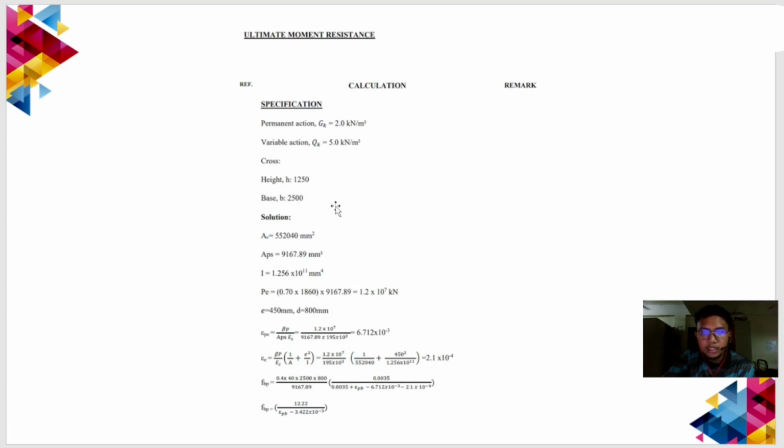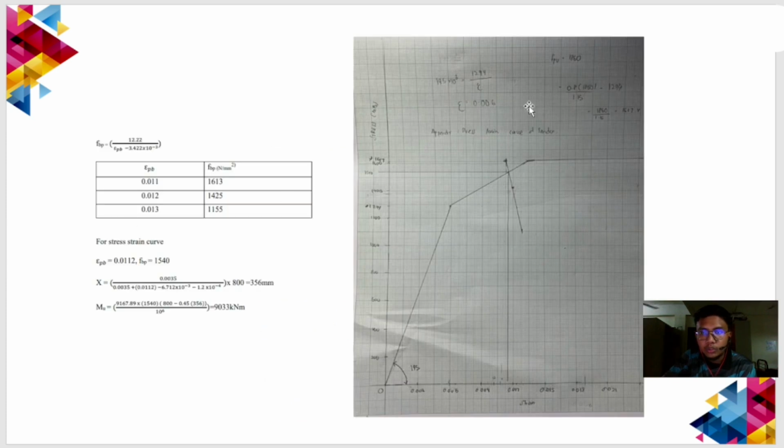You can see that the height is 1,250, the base is 250, and also the value of Ac I get from the catalog for the box girder. I fill in all the values in the formula, and I also sketch the graph for the tendon strength curve, and the last value for moment resistance is 9,033.